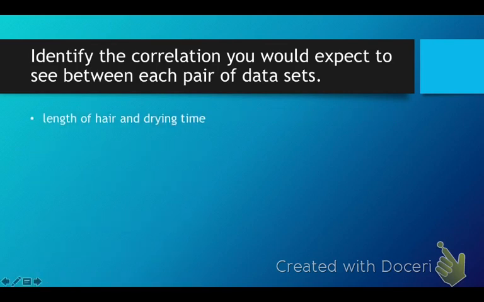Okay. Length of hair and drying time. So again, I'm always going to just start with the first part going up. Okay? As long as you do it that way, it'll be less confusing. So, as the length of hair increases, what happens to the drying time? Well, the drying time increases generally. Okay, the longer the hair you have, the longer it takes for it to dry. And so if they're both positive, as x increases, y increases, we have a positive correlation.